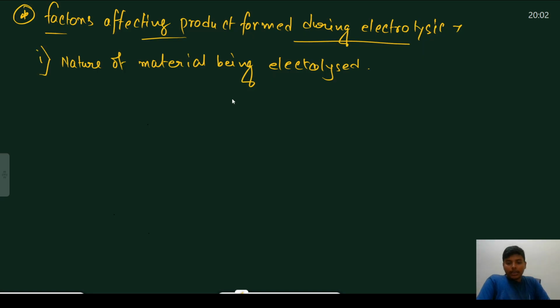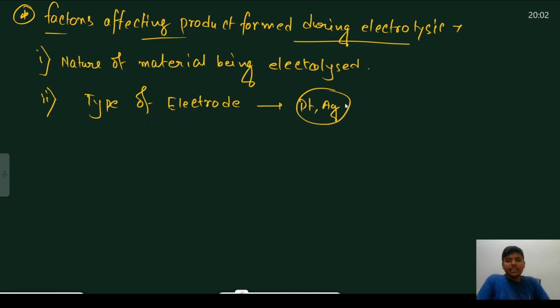Yes, sir. Okay. Now, second point is type of electrode. Remember this thing, very important. If you are using platinum or silver, these electrodes are inert electrodes. When you are using these, there will be no change. But if your electrode is reactive, for example copper or zinc, they will react with oxygen.